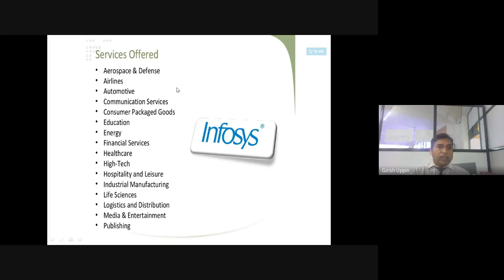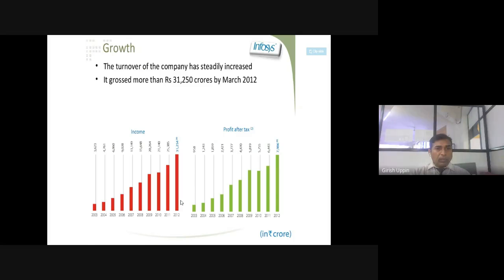These are the different services offered by Infosys. These are the different sectors they provide their services: aerospace and defense, airlines, automotive, education, energy. So if you see, there are many sectors. The Infosys has the projects, and this is the growth. Okay, this is the growth in the income, and this is profit after the tax.